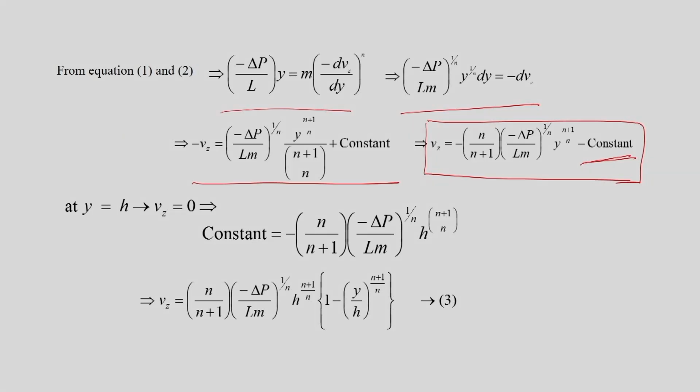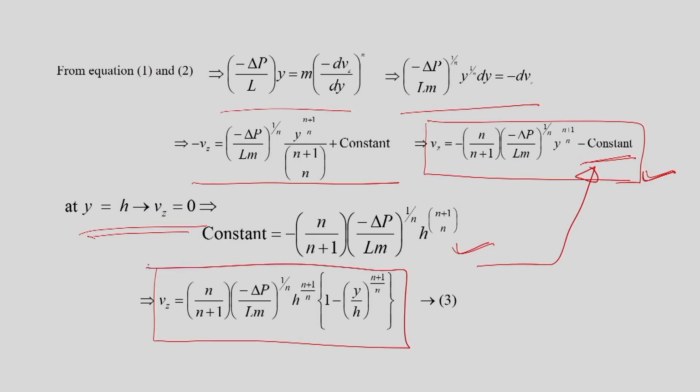So, we know that at the wall, that is at y equals h, velocity is 0 because of the no slip condition. So, when you substitute Vz equals 0 and y equals h in this equation, you will get the constant as minus n by n plus 1, minus delta p by Lm, whole power 1 by n, h power n plus 1 by n.